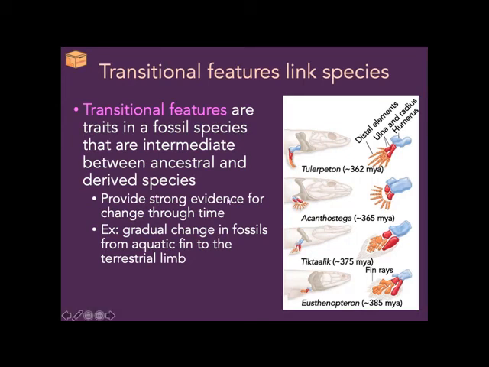So if we go back and we look at Eusthenopteron, you can see that it had this big old meaty front flipper and very thickened bones, right? And the fin rays were quite short, so it was probably not a very strong swimmer, but maybe it was good at scrunching around on the bottom of the pond. Eusthenopteron was found around 385 million years ago.